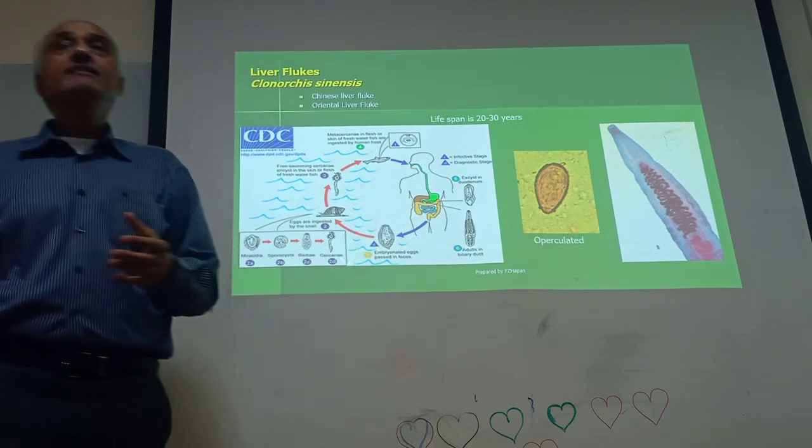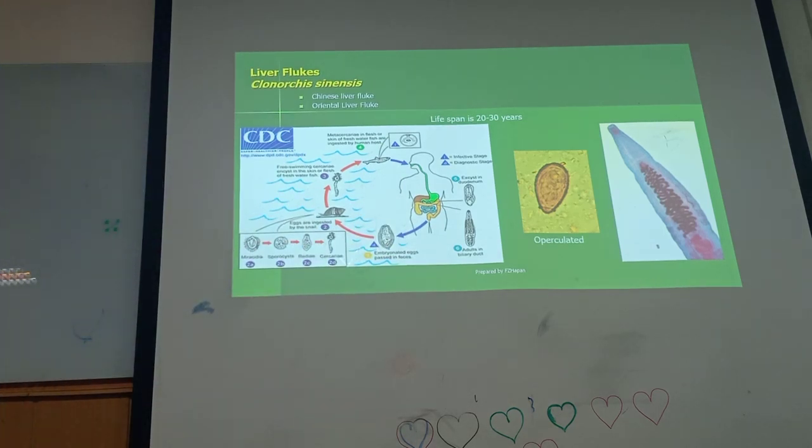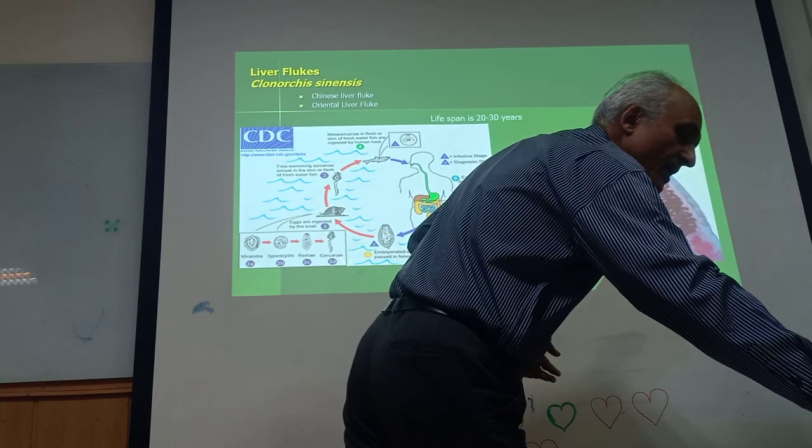After that, they are released from the muscles, digested, and then go through the ampulla of Vater and get access to the biliary tract. This is very important for Clonorchis sinensis. Okay.